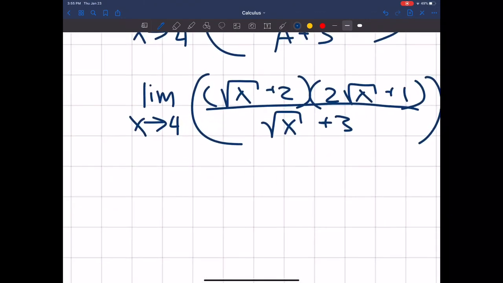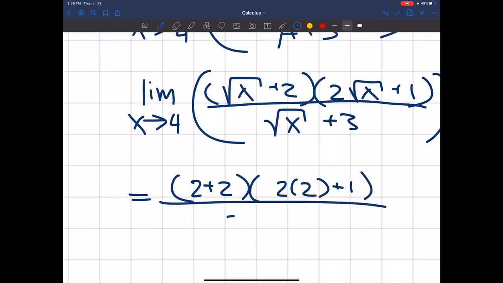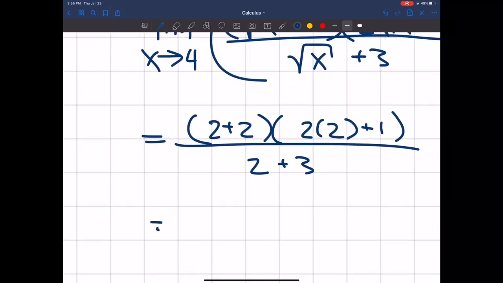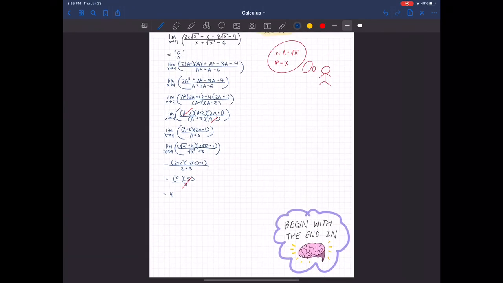And now we can just sub in 4 for every x, and then get 2 plus 2, and then 2 times 2 plus 1, over 2 plus 3. You'll get 4 times 5 over 5. These cancel out, and then your final answer is 4. I hope this makes sense.